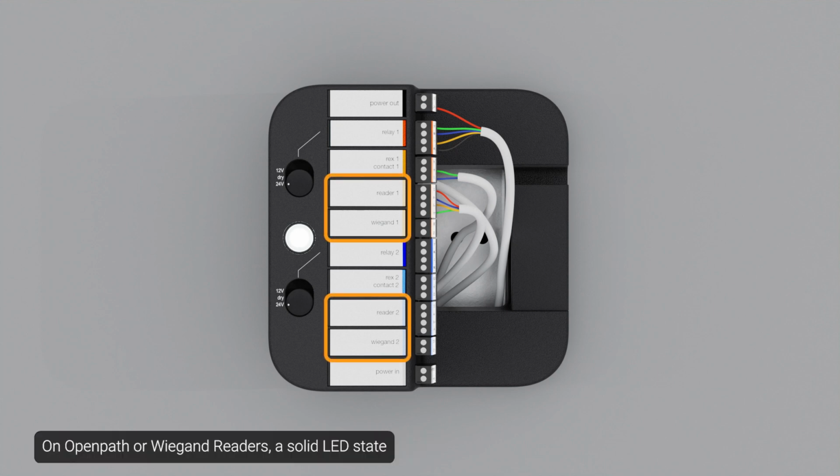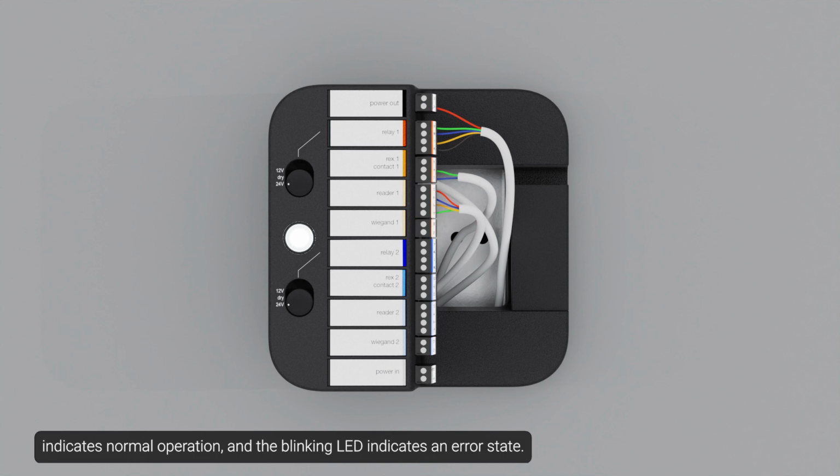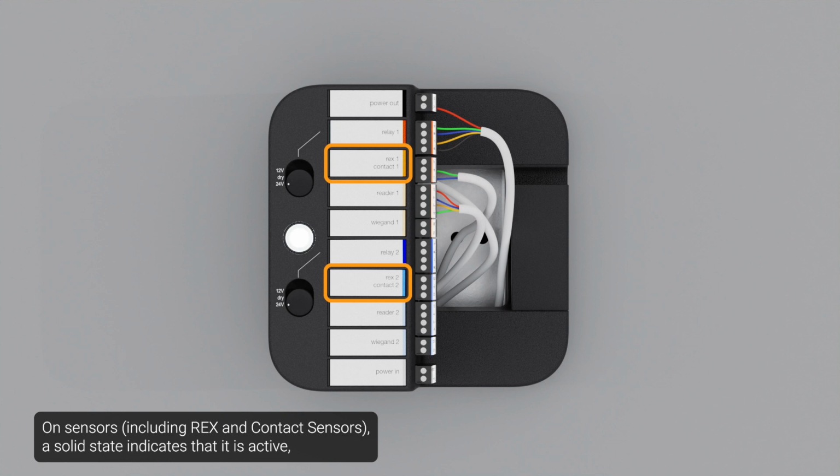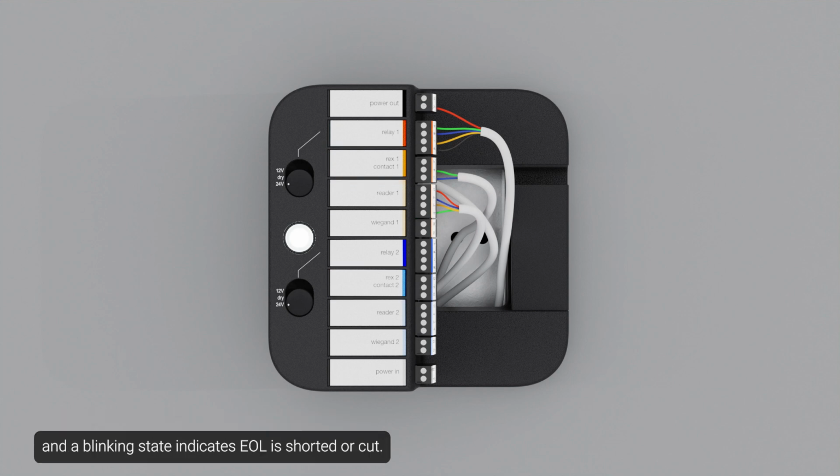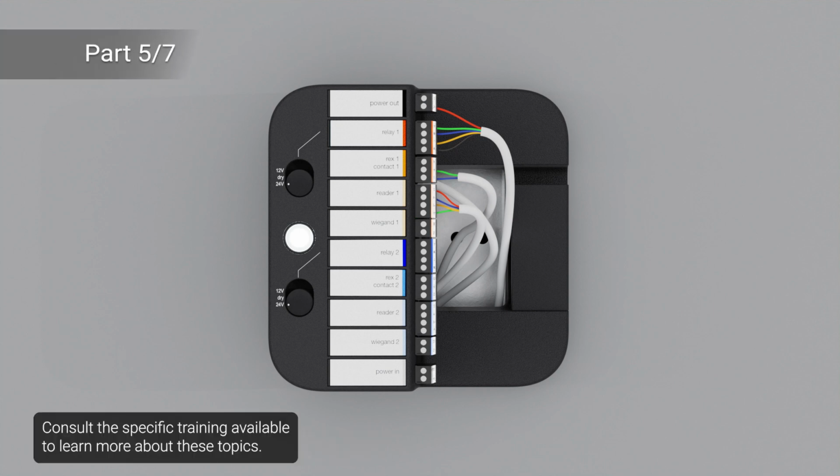On OpenPath or WiGAN readers, a solid LED state indicates normal operation, and the blinking LED indicates an error state. On sensors, a solid state indicates that it's active, and a blinking state indicates EOL is shorted or cut. On locking hardware, a solid indicates the relay is energized, and blinking indicates fault detection. Consult the specific training available to learn more about these topics.